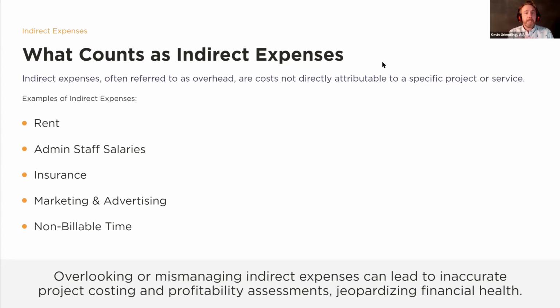All right, so back to indirect expenses. Indirect expenses consist of essentially anything that's not directly attributable to your project expense or services. So that's going to be your rent, your administrative staff salaries, firm insurances, your marketing and advertising costs, any non-billable time if you're cleaning up the office or doing a move or something like that. That all goes to indirect expenses.